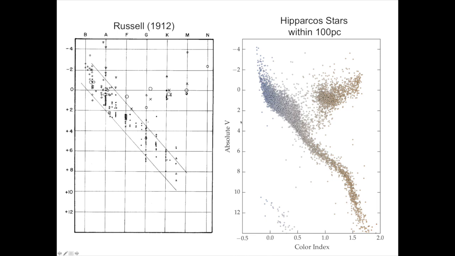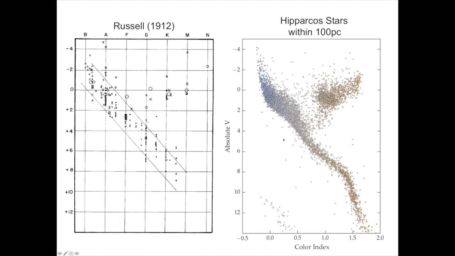The vertical scale is using the same absolute visual magnitude, this proxy for luminosity, that would be familiar from Russell's day. And I've scaled both of these plots so they are on exactly the same scale. We can see the same basic features in Russell's original diagram from 1912 in this version, which contains data for many thousands of stars, all within 100 parsecs of the Sun.